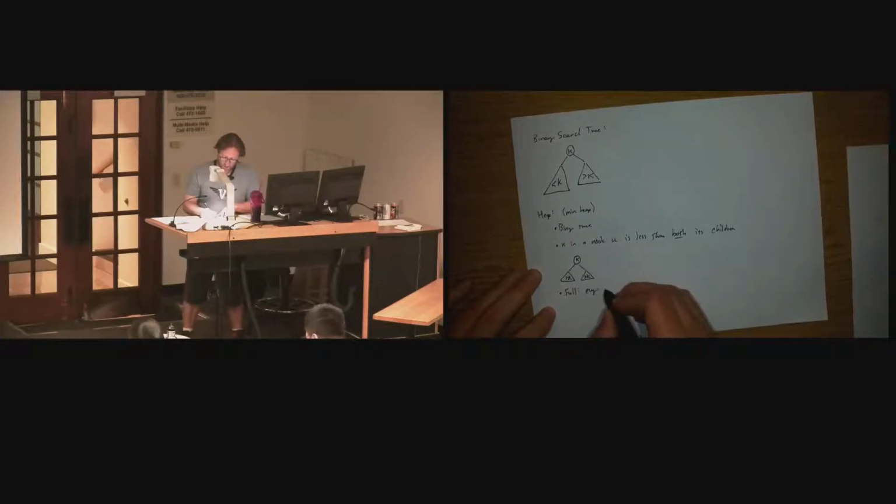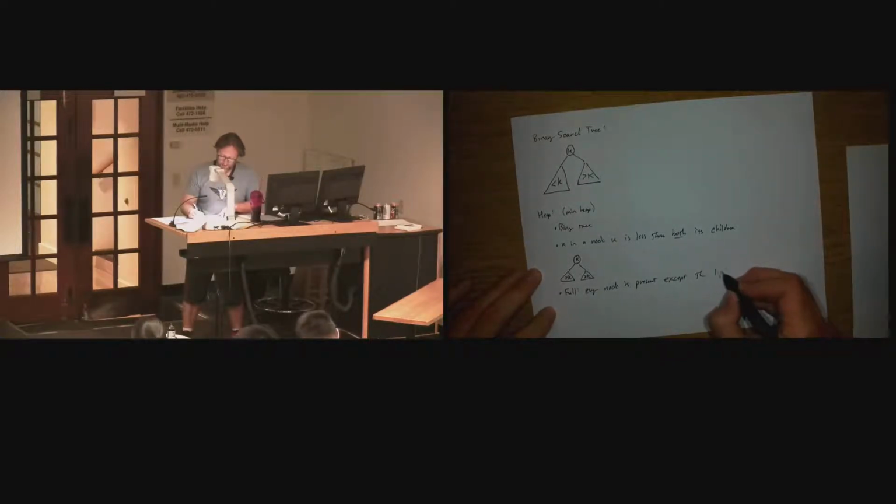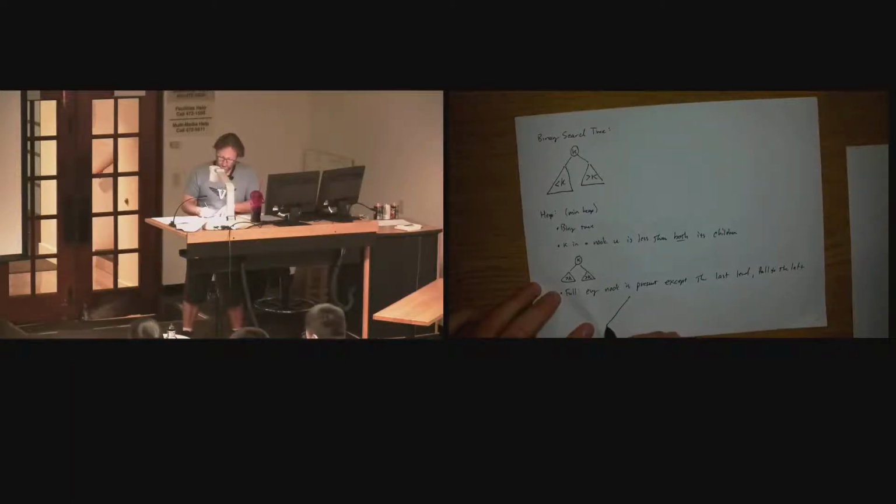Every node is present except the last level, which is full to the left. So if you want to visualize this tree here, it's a complete tree, not a full binary tree, except for possibly the last level, and all of the nodes are shoved over here to the left. Right, so it looks something like this.